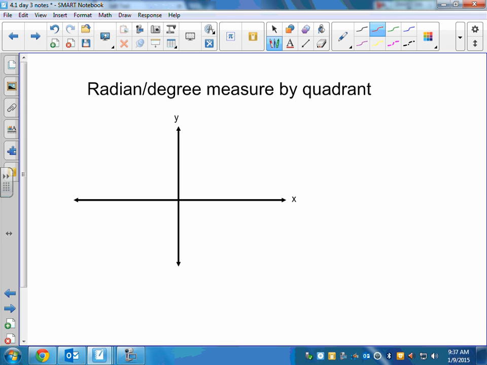There are some problems on your homework that ask you to tell what quadrant the angle is in. First of all, you need to know the quadrants. Quadrant 1 is right here, and then we go counterclockwise. So this is quadrant 2, this is quadrant 3, this is quadrant 4. And yes, you need to use Roman numerals. The notation for quadrants is Roman numerals. So don't write number 3 when you should write Roman numeral 3, okay?